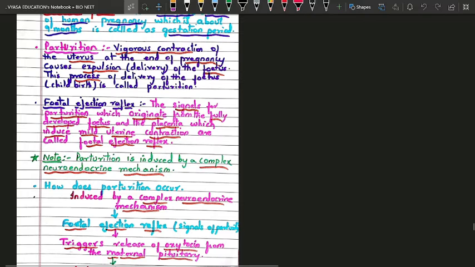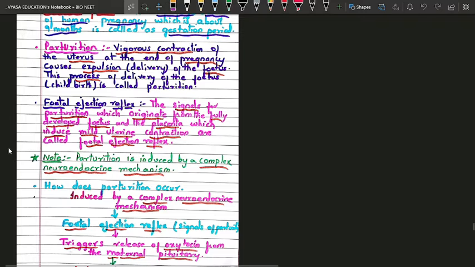So what is this? Fetal ejection reflex. The name itself suggests that it is the signal. When the child is going to get delivered, there are some signals, isn't it? Suddenly the child doesn't come out; it may fall down and it may die. So there are certain reflexes, certain signals. When the train comes, the signal is given, isn't it? In the same way, there are certain signals, and these signals are called the fetal ejection reflex.